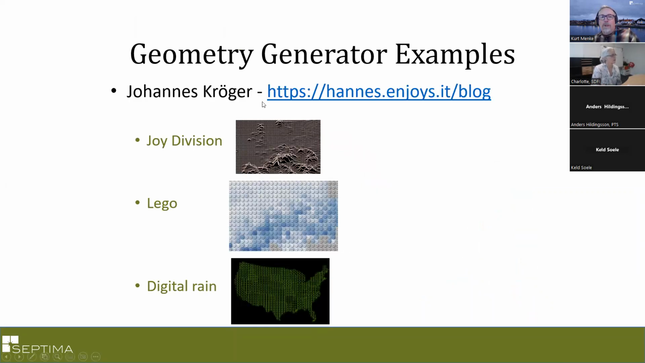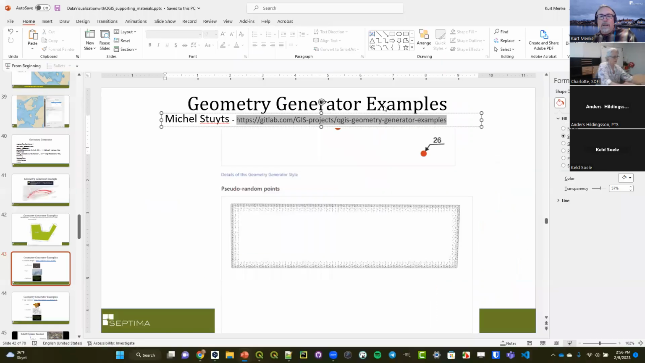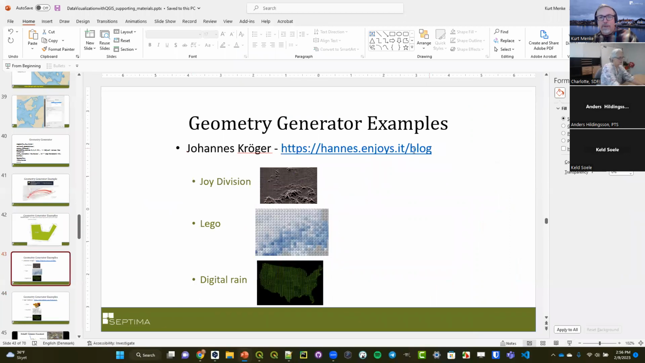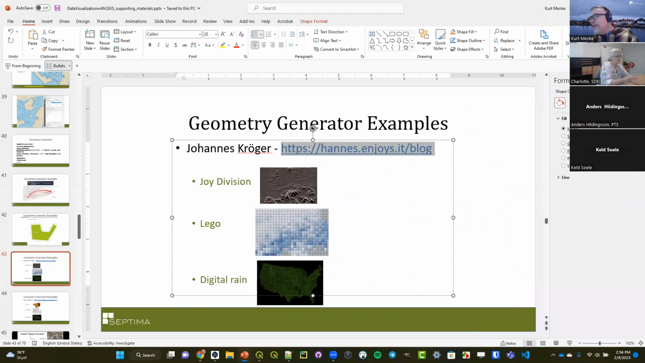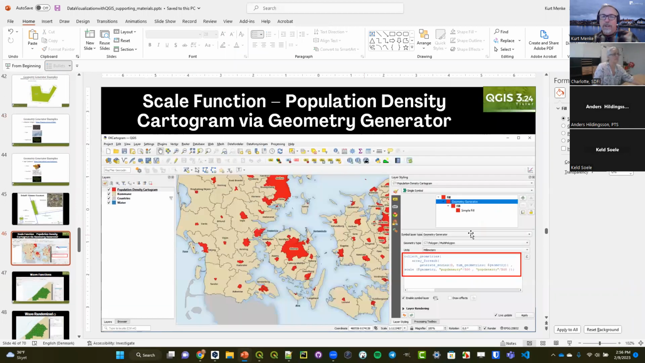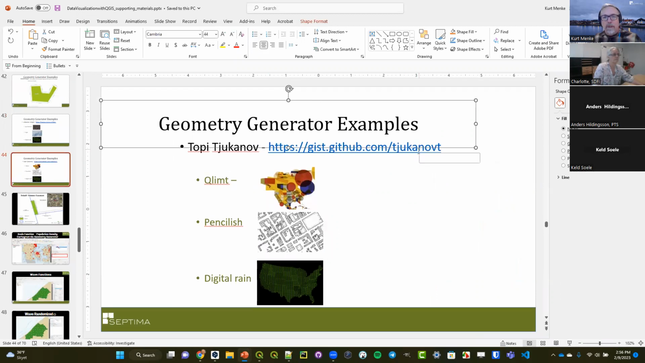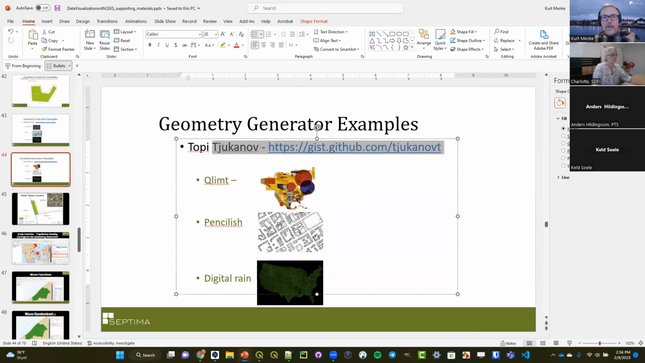Another gentleman, Johan Kroger, also has a blog using different geometry generators. So let me post these other resources in the chat too. This one is a Lego map that you can make with a geometry generator. His are a little more silly. And lastly, the Finnish Topi Chukhanov has some interesting examples as well. So you can peruse those.